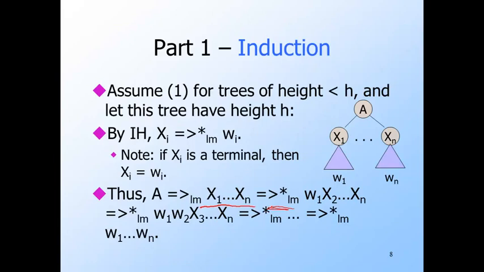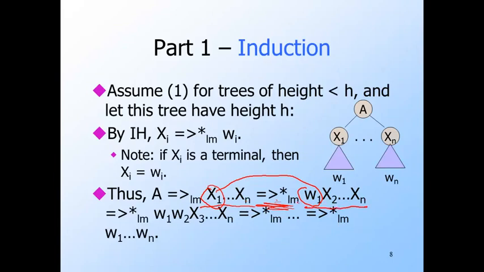On the other hand, if x1 is a variable, then we apply the inductive hypothesis. The subtree with root x1 and yield w1 has height at most h minus 1, so there is a leftmost derivation of w1 from x1. In that case, this x1 has been replaced in a leftmost derivation by w1, and this arrow with a star represents all the steps that were necessary to replace x1 by w1. Either way, we can conclude that there's a leftmost derivation of w1 x2 through xn.